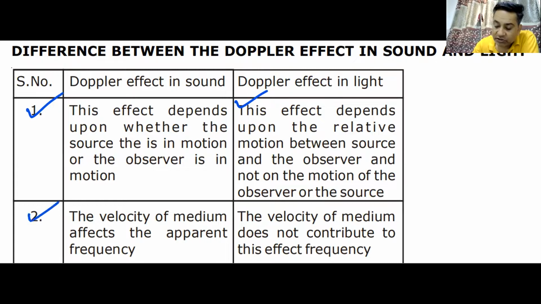The velocity of the medium affects the apparent frequency in sound. But with light, whether there is a medium or no medium, light is going to travel in vacuum. The velocity of the medium has no effect here. Do we understand this? A minute to note this down. Very important point because one of these points will be coming there.